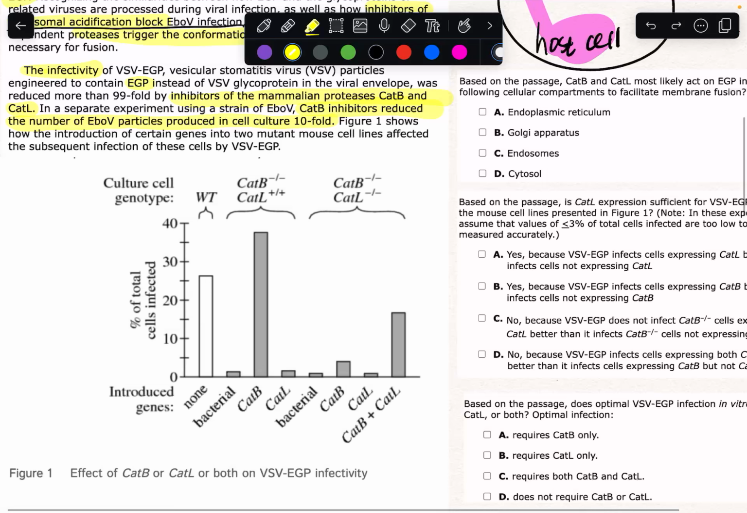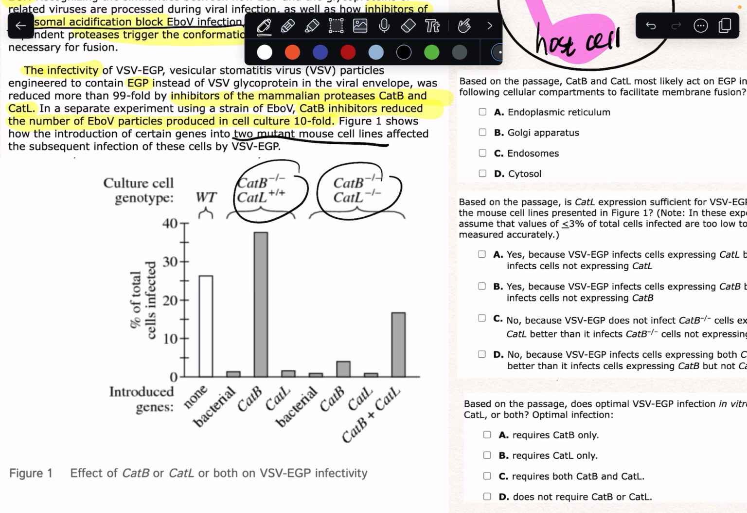So I know from my figure that I have 2 mutant mouse cell lines. I see this is a wild type. I didn't do anything to the gene. But here I have 2 mutations. This is the first mutant cell line, and this is the second mutant cell line. The mutation of the first mutant cell line is that I got rid of CatB. The CatB gene is knocked out.